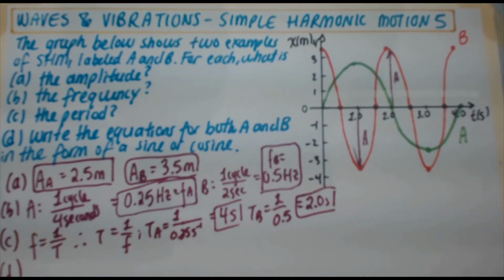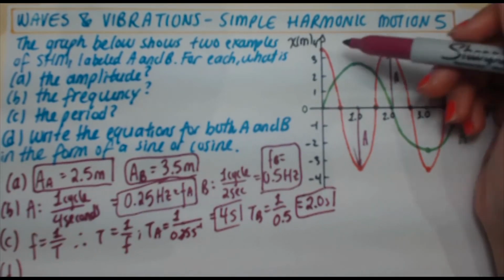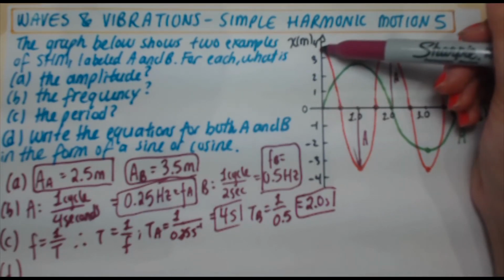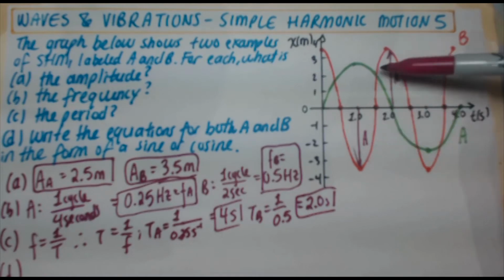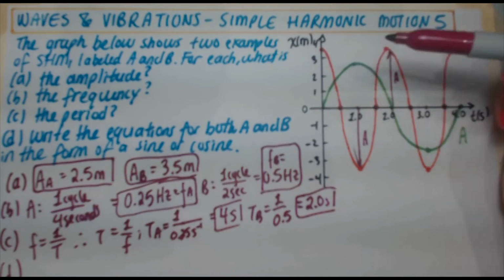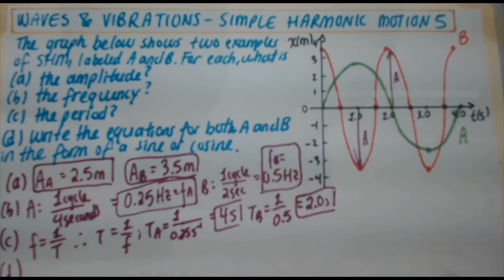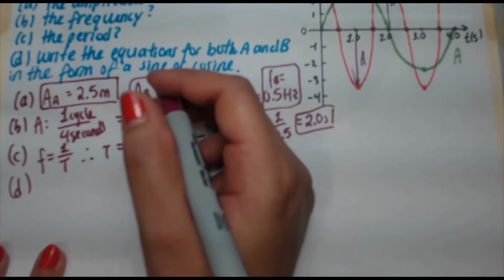All right, and finally, part D, write the equations for A and B in terms of sine and cosine. You can tell by looking at it, I mean, cosine, we know that when time is 0, it has its maximum value, and that is exactly what B is showing us. When time is 0, it has the maximum. For sine, when time is 0, you have a displacement of 0. So A is going to be modeled by sine, B is going to be modeled by cosine. So let's start with A first.